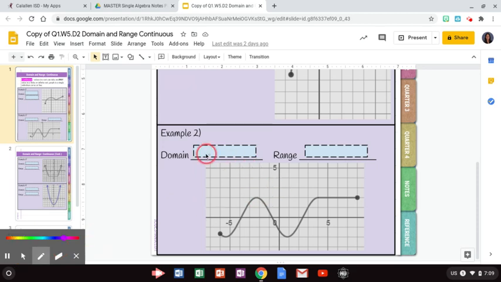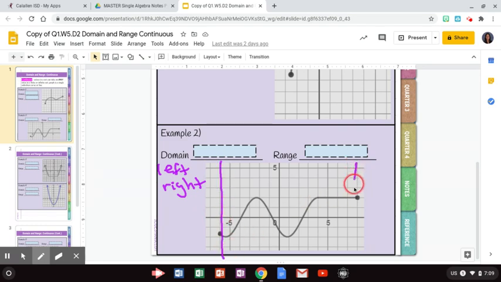For example 2, we're looking at domain. Again, remember domain means how far left and how far right does your graph go. And you always start least to greatest. So that's why I start left then right. So left over here, and then how far right does it go over here? Sorry, my line's a little bit crooked. It's hard to write on here.